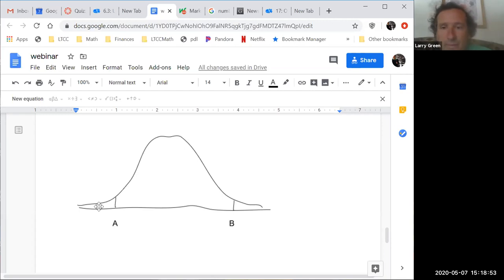What percent? If the middle is 95%, how much is the left area? What percent is it? Good, 0.025. If there's 95% inside, there's 5% outside. Half of that 5% is the left, and that's 2.5% or 0.025.